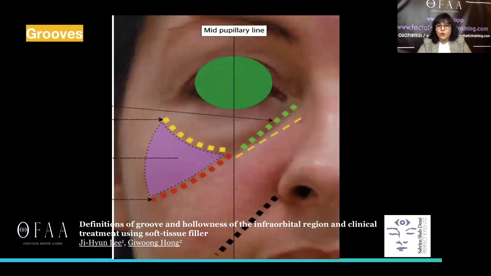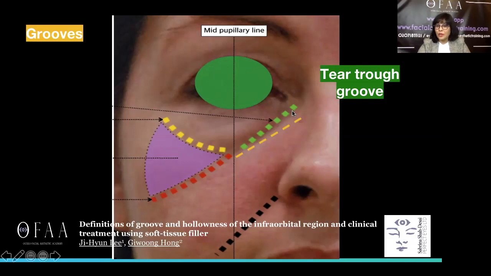So the first groove that is visible under the eye, and this is visible as I showed you in youth, is the tear trough groove. This is an absolutely normal groove highlighted in green, and this exists because of the presence of the tear trough ligament. Let's look at the next groove that is actually a sign of aging and doesn't generally exist in youth. This is the palpebral malar groove, and this is highlighted in yellow.